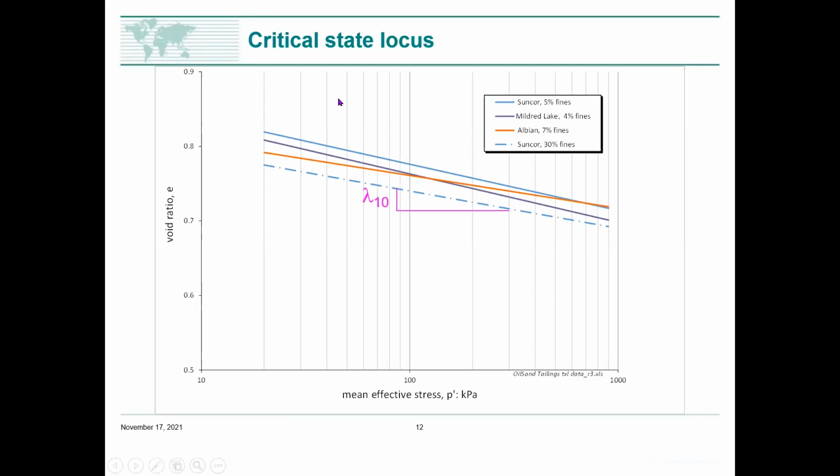The parameters, I said I'd introduce parameters to you: simply the slope of these CSLs on an e-log-p plot is the parameter lambda. We subscript it 10 to say it's defined on base 10 logarithms. Gamma, which I don't have on the slide, is simply the altitude intercept at 1 kPa.